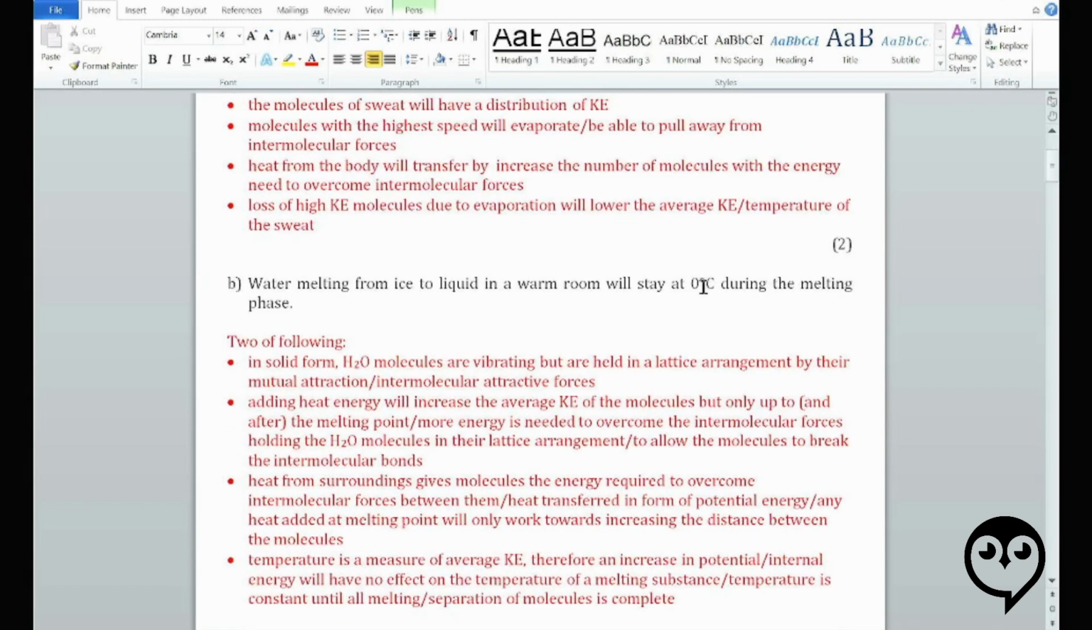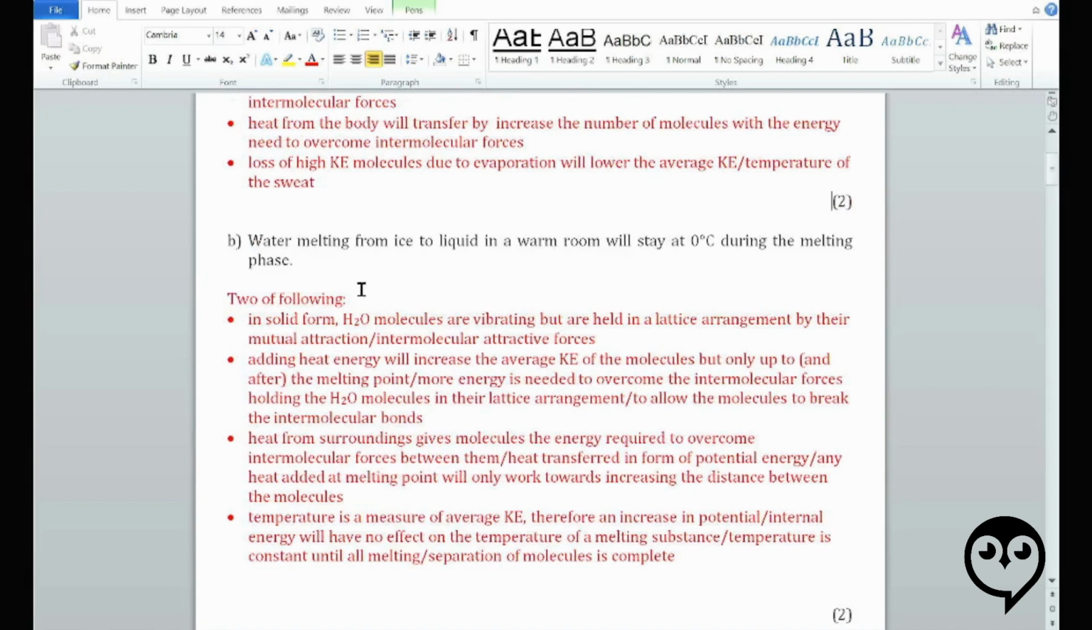Water melting from ice to liquid. It's kind of similar, right? These H2O molecules are vibrating. They're held together by attractive forces. By heat from the room and the surroundings, increasing the kinetic energy of these particles, they will eventually overcome these intermolecular forces and they will melt. Yes, that's what I've said there. Temperature is a measure of the average kinetic energy. I think if you were to say that in both answers and then give an explanation of that, that would be good enough. I'll let you pause if you need to look at that longer.